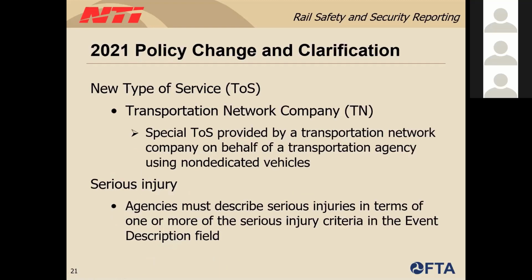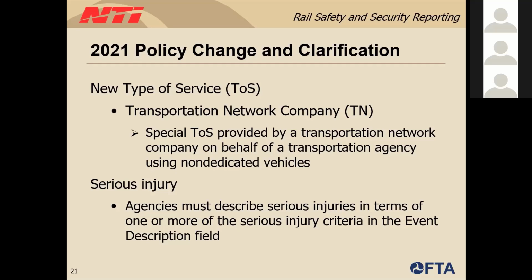Okay, so in 2021, we do have 2 changes, one in particular to rail. First of all, there's a new type of service called Transportation Network Company, indicated by a TN. This is a special type of service involving non-dedicated transit vehicles. Type of service is designated within the annual reporting forms, so we cannot make changes to that. For more information about types of service or the TN mode, you might want to contact the person at your agency that completes the annual reporting forms.